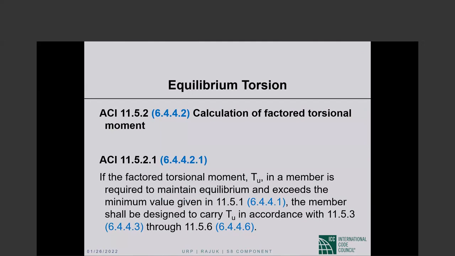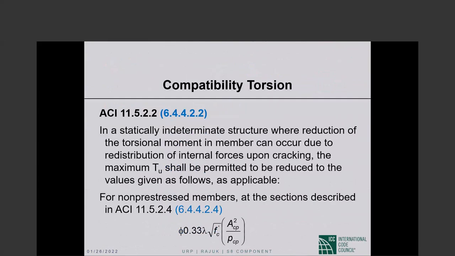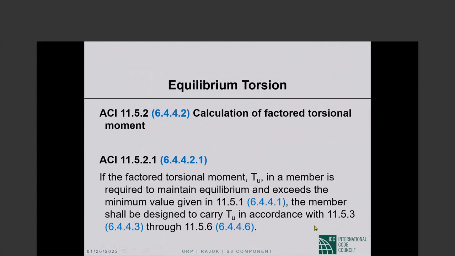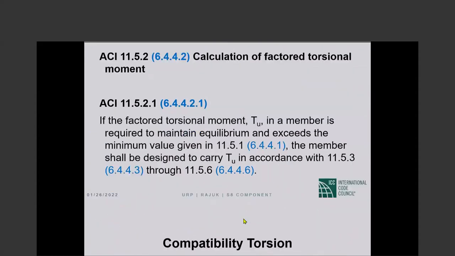Okay, if the factored torsional moment T sub u, this is the required strength, the applied torsion, is required to maintain equilibrium and exceeds the minimum value, the threshold torque, the member shall be designed to carry T sub u in accordance with the section. So this is equilibrium torsion. The member shall be designed to carry T sub u, and let me come back here.